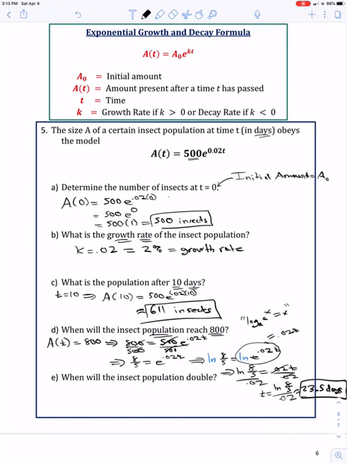So there's our amount of time it'll take to reach a population of 800 insects based off that 2% growth rate. All right, looking at our last question, when will the insect population double?